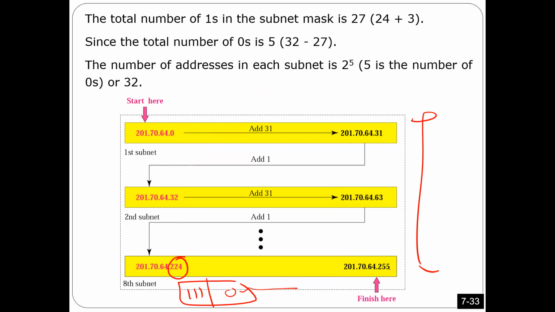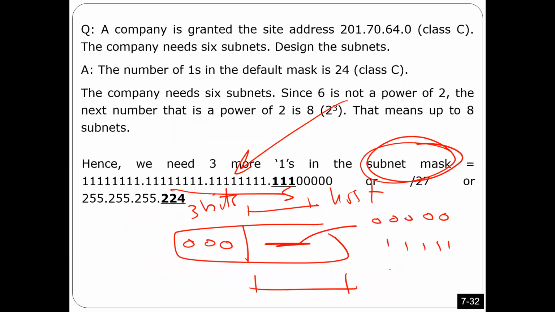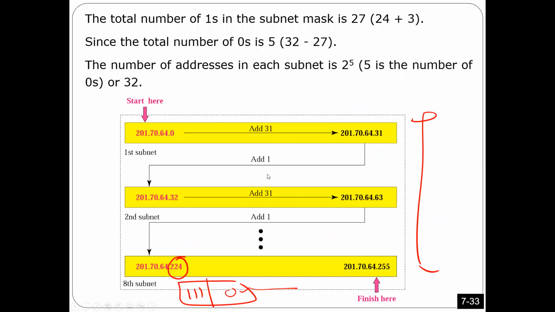Is that okay? So again, in this question, I'm going to give you something like a class A, B, or C. That's number 1. Number 2, I'm going to tell you how many subnetworks I need. Number 3, I'm going to ask you to give me the subnetwork mask. Number 4, I'm going to ask you to give me, for every subnetwork, the range of addresses I have. So this is the beginning, this is the end. This is the beginning, this is the end. This is the beginning and the end. Number 5, I'm going to ask you to give me the subnetwork address.